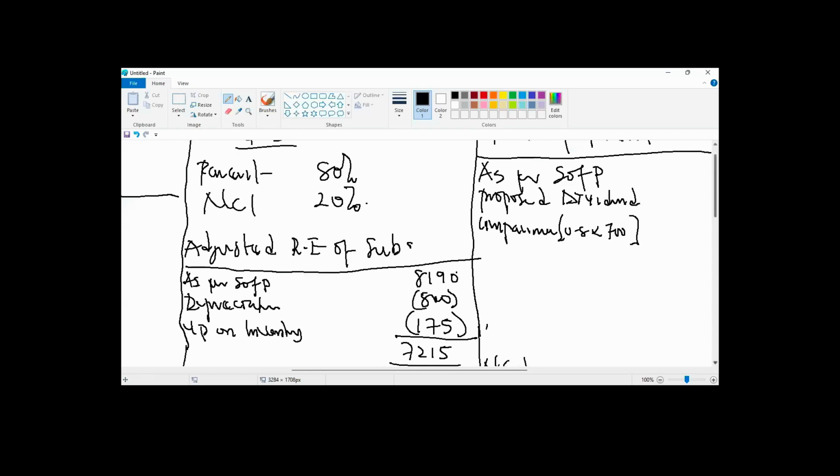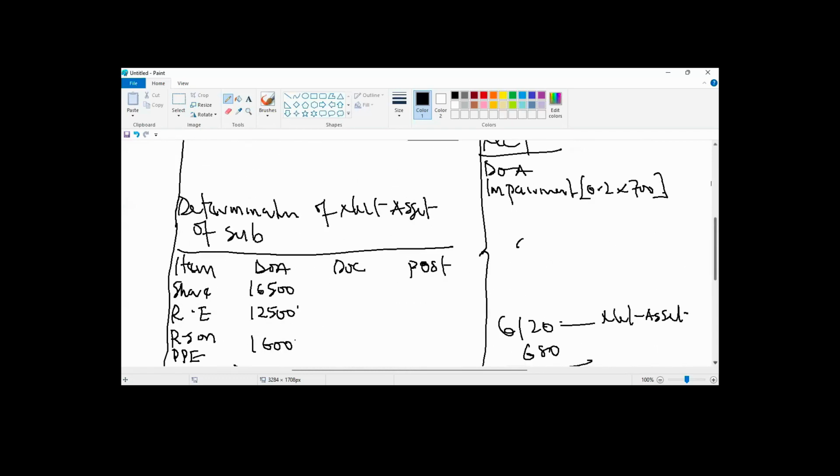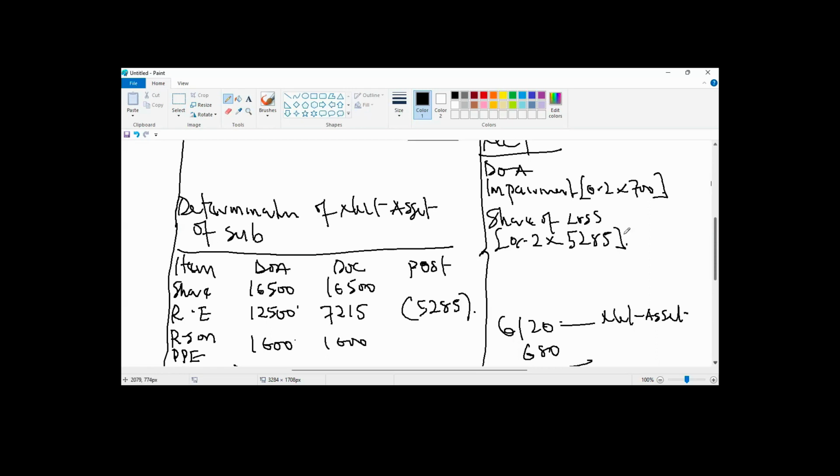Also, I cannot share the profit or loss. I think in this case it's a loss. 500, 7215. Share of loss minus 12,500 is 5285. Share of loss, no profit. You are collecting 0.2 times the loss, 5285. That's all.